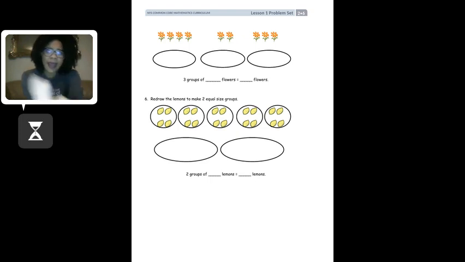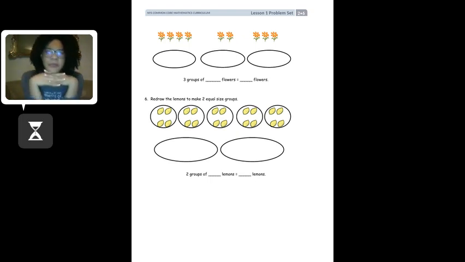Then for my second group, I have 1, 2 flowers. So I'm going to put 2 pennies to represent my 2 flowers. 1, 2. And then in my last group, I have 1, 2, 3 flowers. 1, 2, 3.